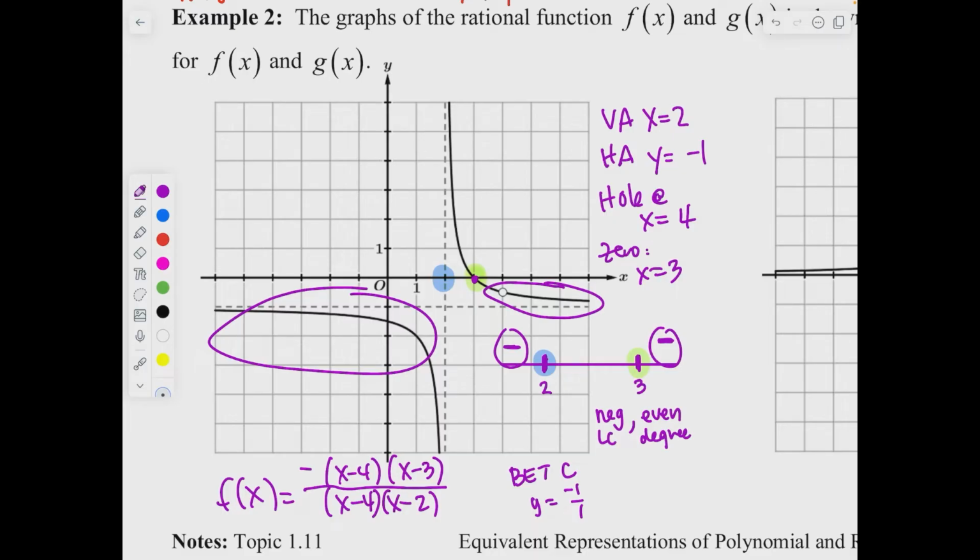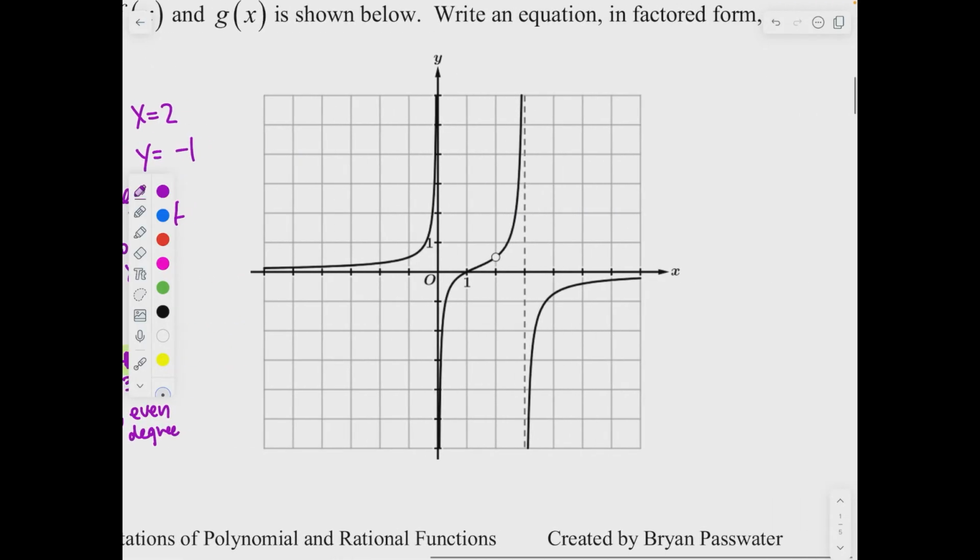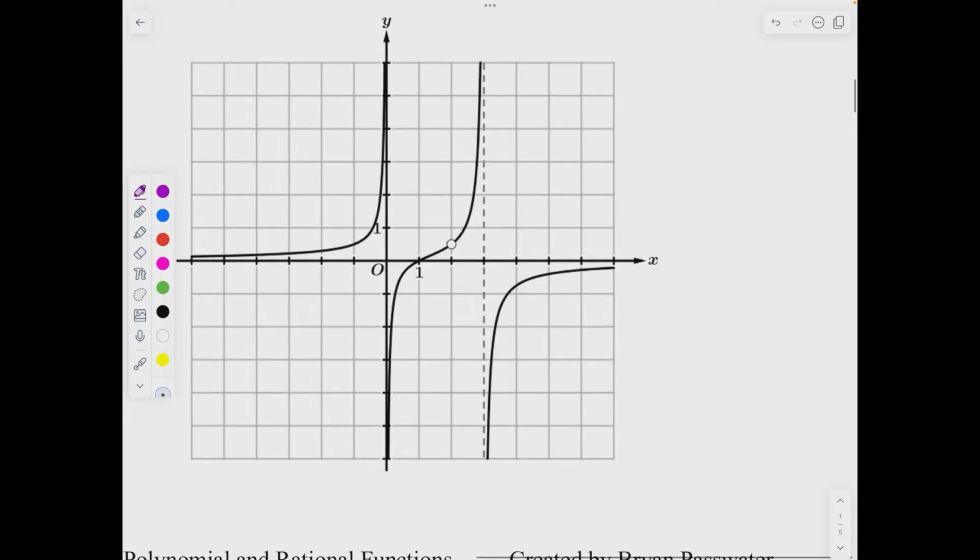Well, when I look at my function, I see that I have an even degree, x squared over x squared, and I see that I have a negative lead coefficient, which is negative 1. So therefore, I am good and accounted for. Everything's good. Okay? For the second one, I am looking at g of x.